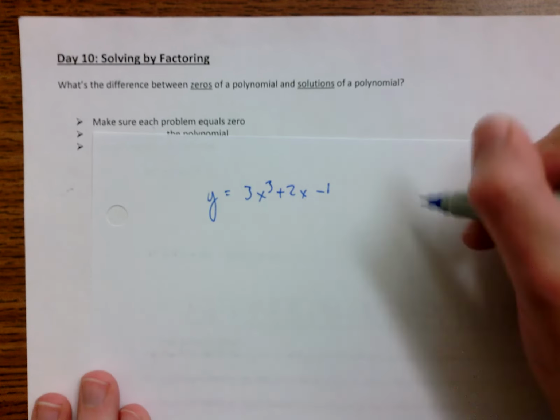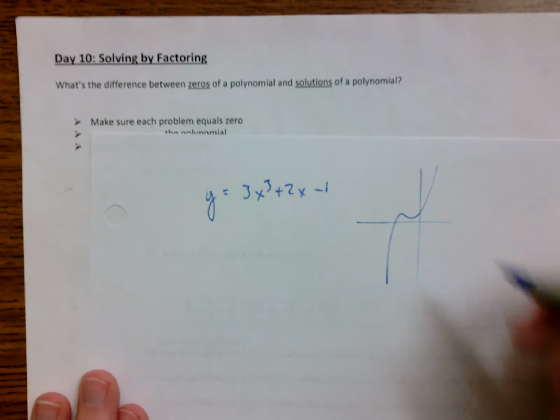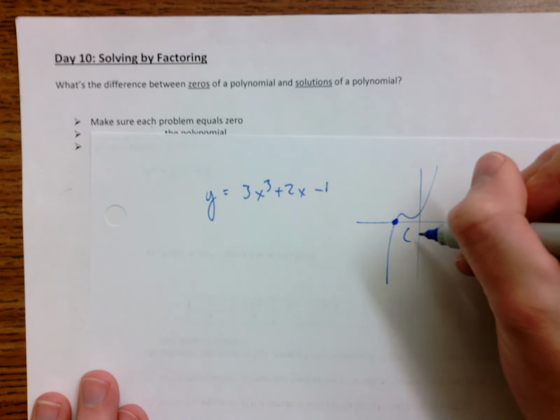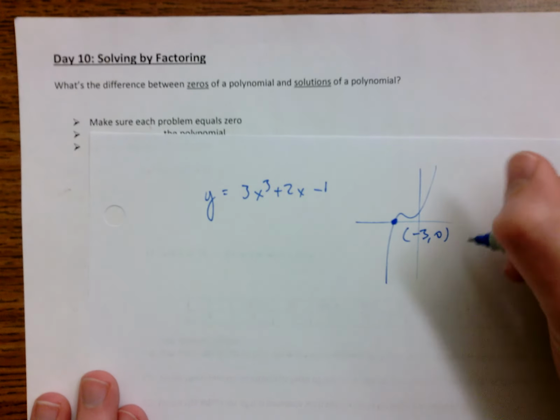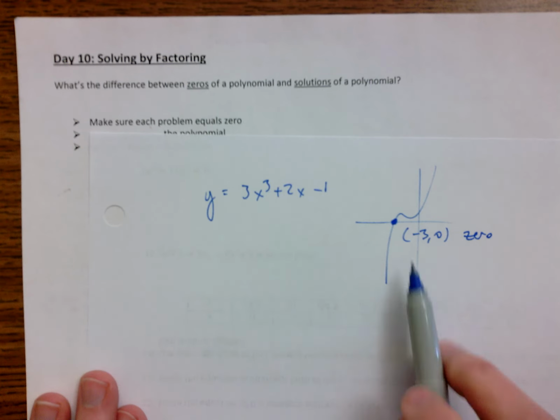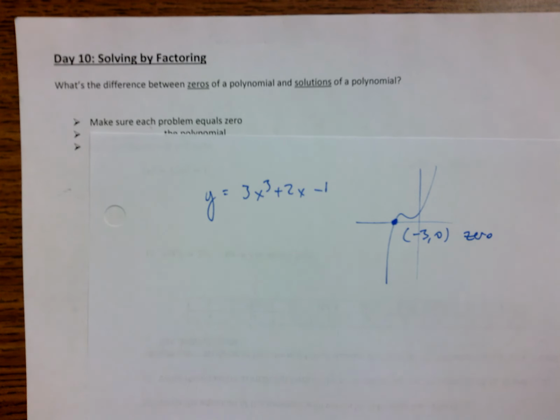And in this case, when you're solving these, you would look at the graph of this polynomial, whatever it happens to look like, and you'd find the point where it crosses the x-axis. I'm just kind of making up what these points would be, right? And this would be the zero of your polynomial. It's the point where this particular function crosses the x-axis. Okay, now the solutions of a polynomial are slightly different.